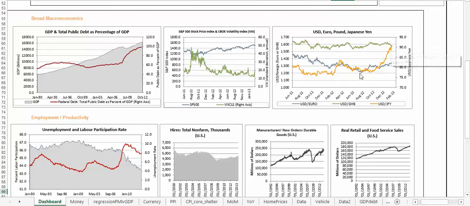That's due to Abenomics and basically the huge printing of money to try to get Japan out of the long-term recession. Not really surprising here with the pound. They're basically stopping printing money. USD to the euro, that's also exactly what we expect. I don't really expect that to change.